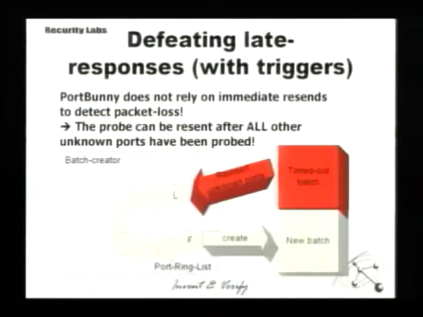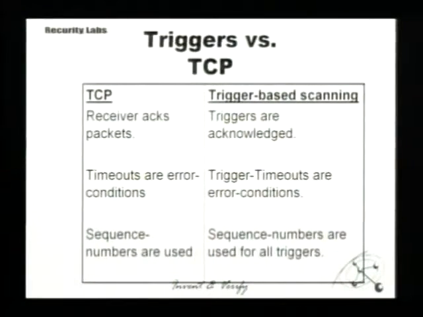And with triggers, you can actually defeat this problem, because you don't have to resend the exact same packet straight away. You can just send any other packet, because we're not doing the timing depending on the probes. We're doing the timing depending on the triggers. So now overall, what we've done is we've taken the problem of port scanning, and we've basically ported it to the TCP congestion control domain, because everything we expect of TCP is now also true for port scanning if you use triggers. So let's go through this. The receiver acks packets in TCP, and it also acknowledges triggers in port scanning. Timeouts are error conditions, and now with triggers, timeouts are also error conditions for port scanning. Sequence numbers are used. Yes, we're using sequence numbers too. We're integrating them into the triggers and are able to detect packet drops early now.